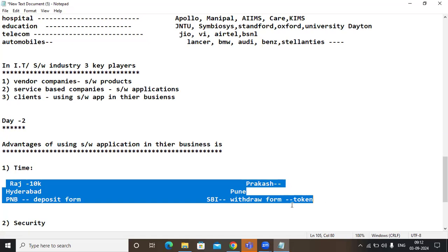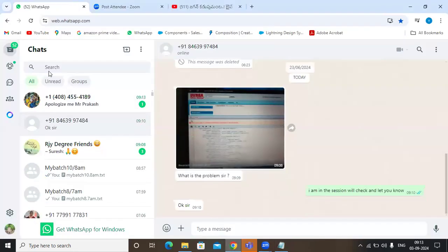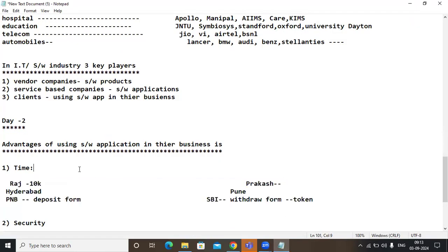That is a long-back story. Suppose today morning my friend Raj called me at 7 o'clock. He wants me to transfer 10,000 rupees. I need not go to the bank. I need not wait till 10:30 or 11 o'clock in the morning. Fine. So listen carefully. I need not go to the bank.